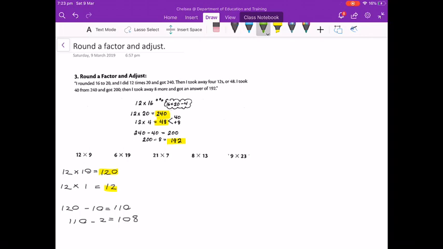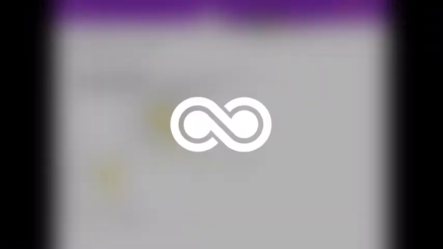So what I'd like you to do now is have a go at the additional problems using the round a factor and adjust mental strategy.